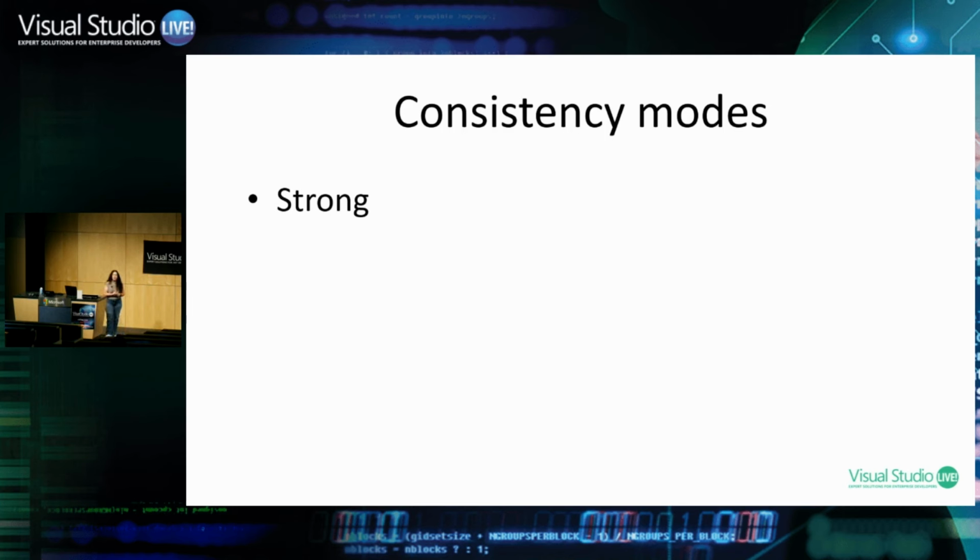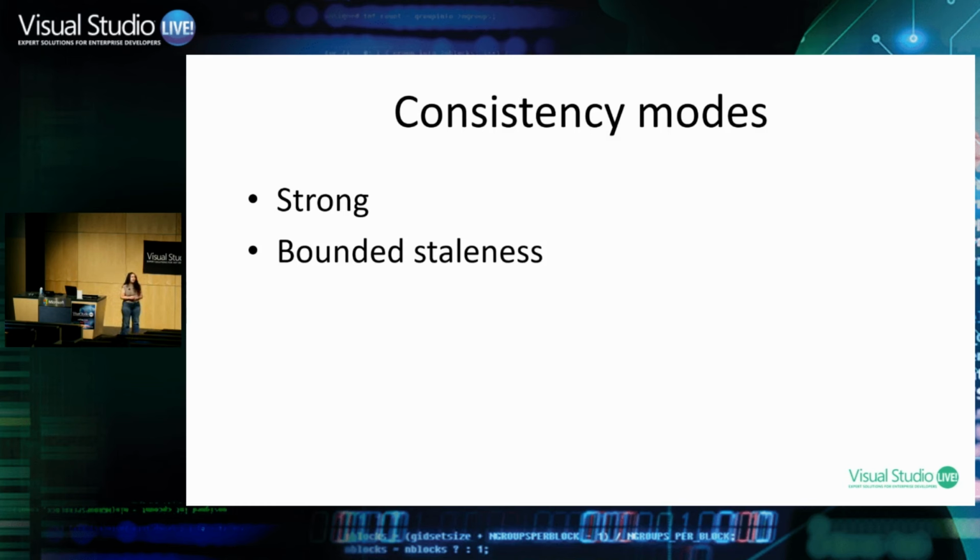And the other thing to consider is multi-region writes. So multi-region writes with strong consistency doesn't really make sense because all of your writes are going to every region anyways. So a couple of things to consider with strong. Next, we have bounded staleness.